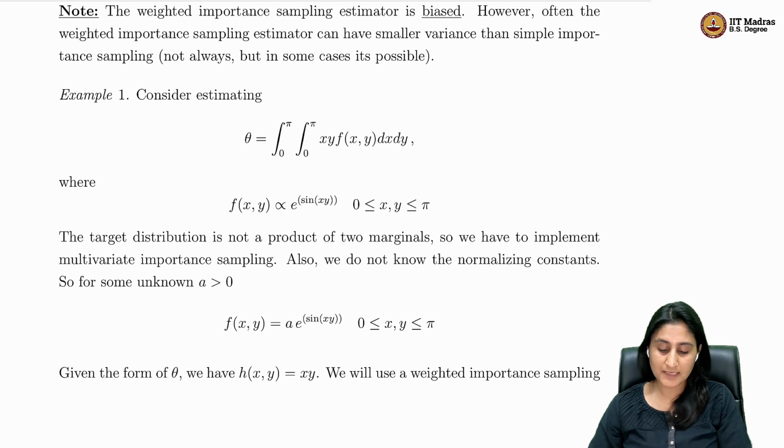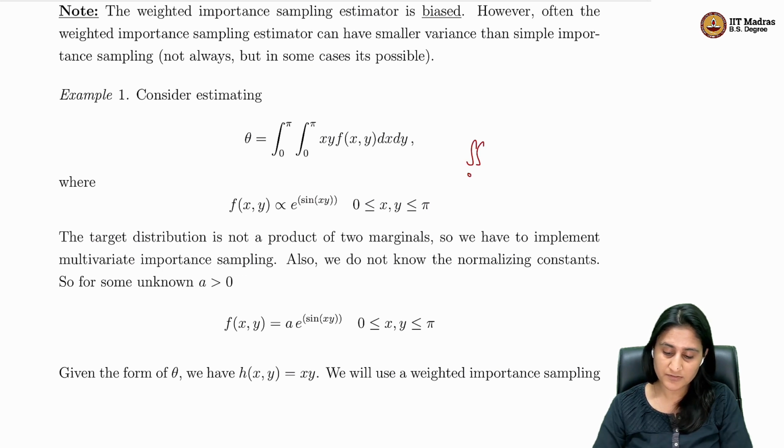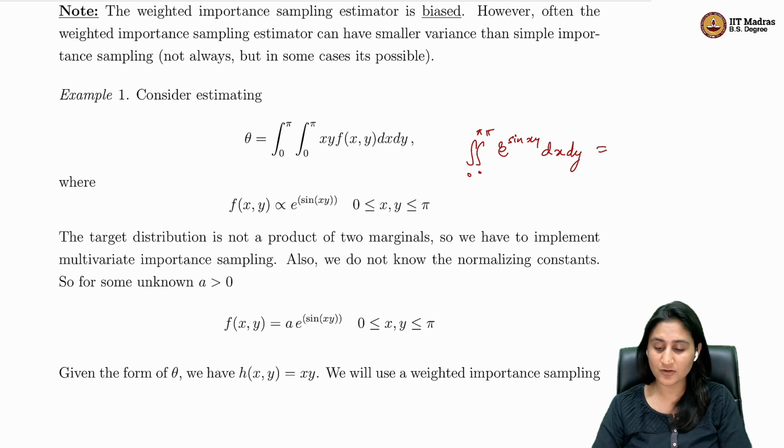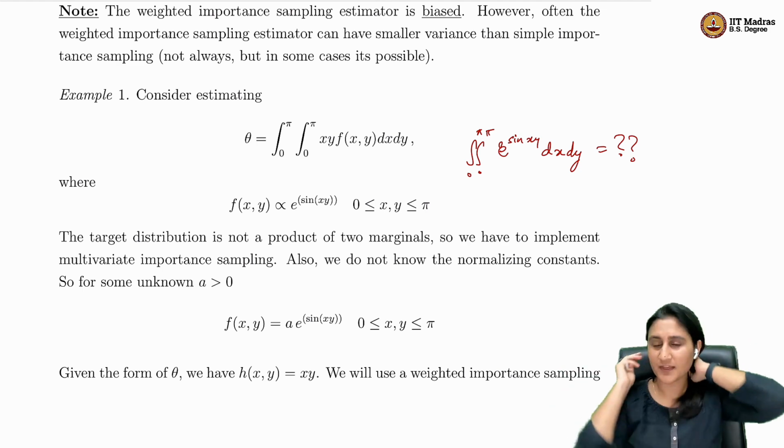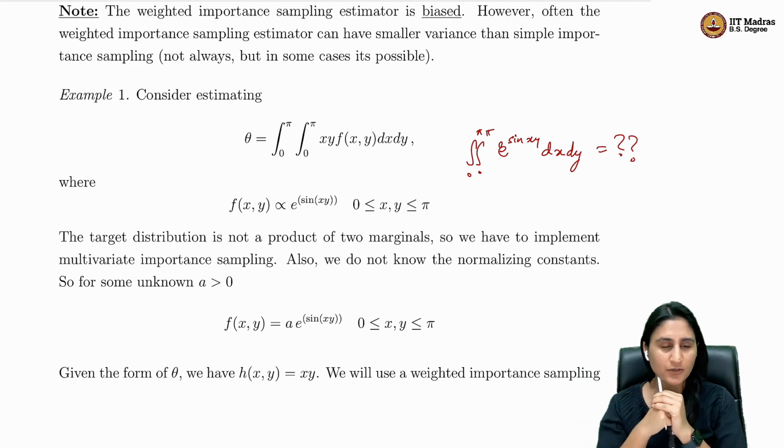Now, I say f of x comma y is proportional to this, because I don't know what the proportionality constant is. You can figure that out if you want to do the integral from 0 to pi of e to the power sine xy dx dy; you'll see that it's not that easy to find, which means one doesn't quite know what this value is.